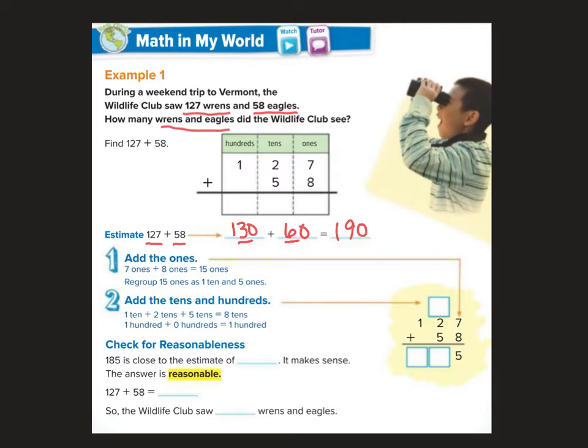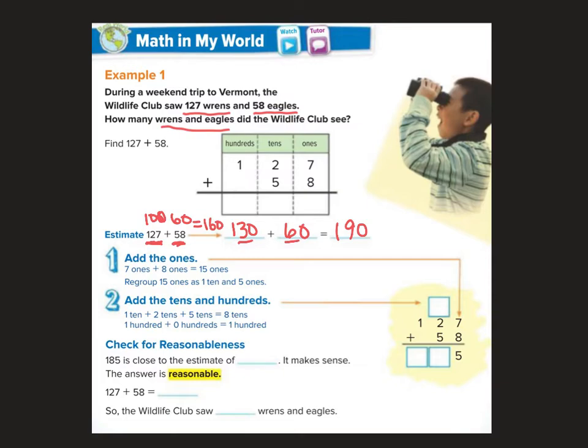Right? But what if you chose 150 or 60 for these? Let's say we chose 160. We did it to the highest digit. So then our estimate would be 160. Let's see if that one would work too when we find our final answer.